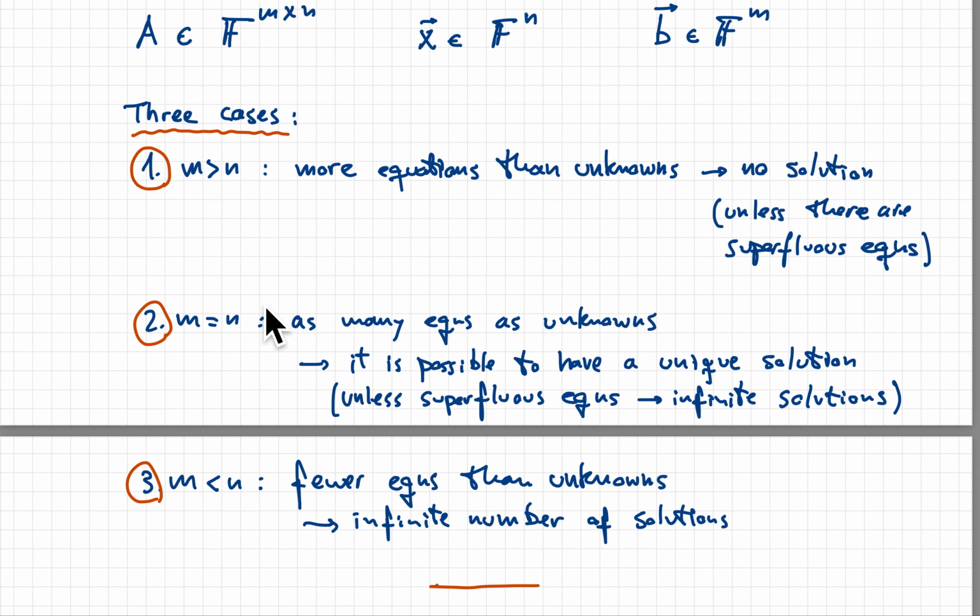The most interesting one is this m equals n, when you really have no superfluous equations. You have as many equations as unknowns, and so it is possible that you may have a solution that is unique. And we'll talk about that and how that is related to the existence of the inverse of our matrix A.